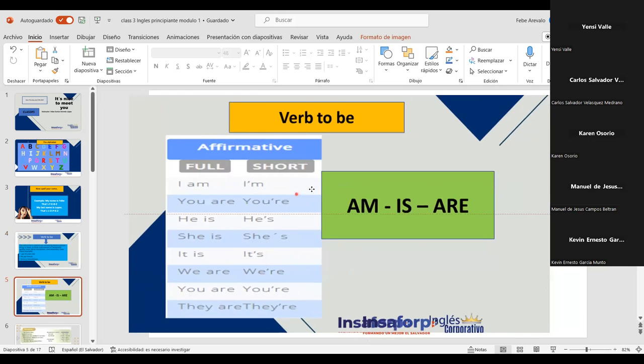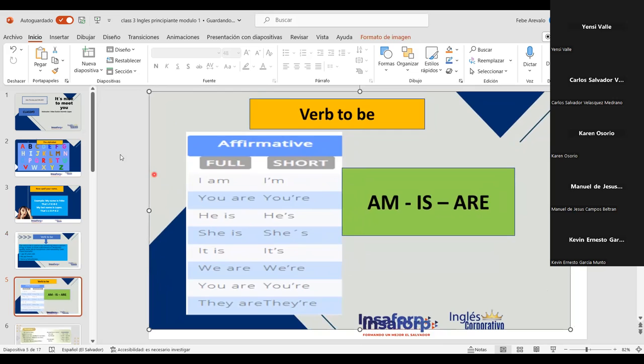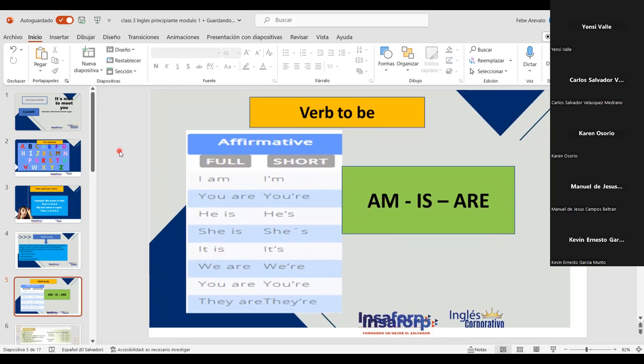Now let's go with this other one, which is the verb to be. We only have three. Recuerden, el verb to be solo se compone de tres. Am, is, are. Si alguien le pregunta, dígame el verb to be, por favor, usted no va a decir you are, I am, she is, porque ahí ya va el sujeto con el verb to be, right? Sí está correcto, pero están diciendo algo que no es. Si les preguntan directamente por el verb to be, solo es am, is, are. O is, am, are. Cualquiera de los dos.